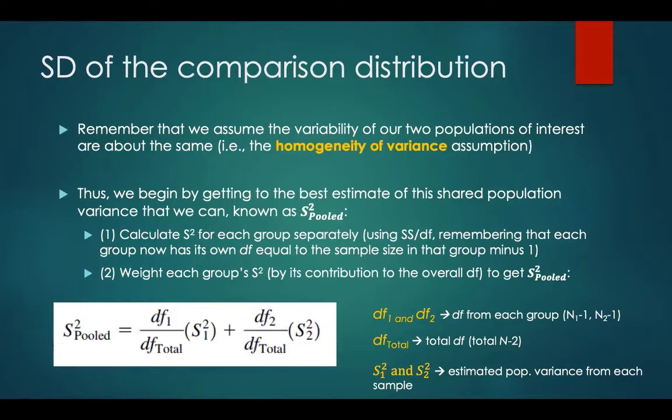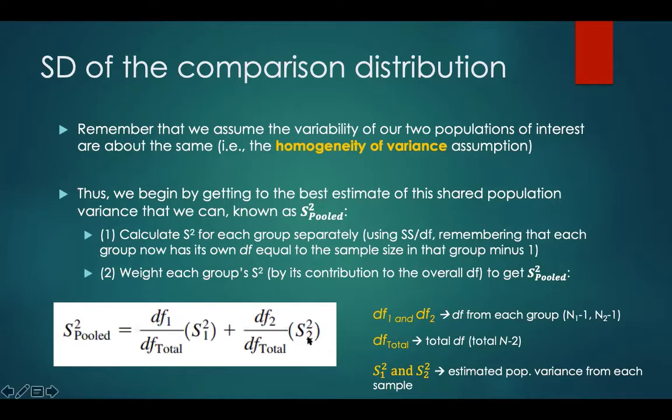Step 1 is to calculate S squared for each group separately, using the formula sum of squares divided by degrees of freedom, remembering that each group now has its own degrees of freedom equal to the sample size in that group minus 1. And then we weight each group's variance by its contribution to the overall degrees of freedom to get S squared pooled.